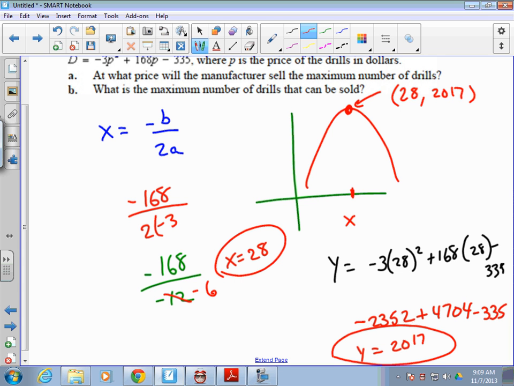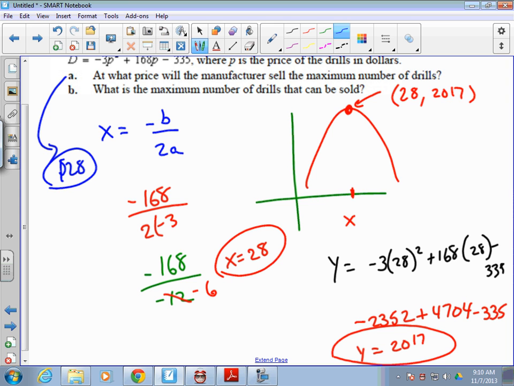It asks, at what price will the manufacturer sell the maximum number of drills? So how much should they sell them at? No. $2,000 drill would be very expensive. A $28 drill, right? X is how much it costs. So at what price for A, $28. And then it says how many is the maximum that can be sold.